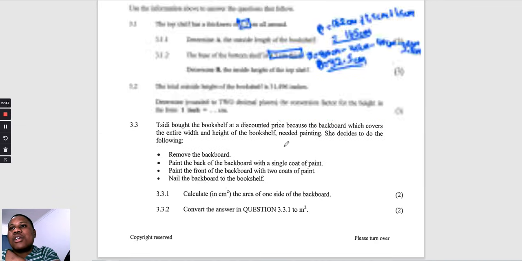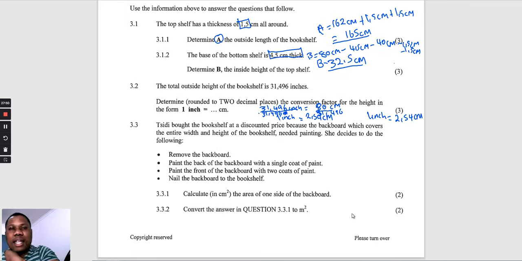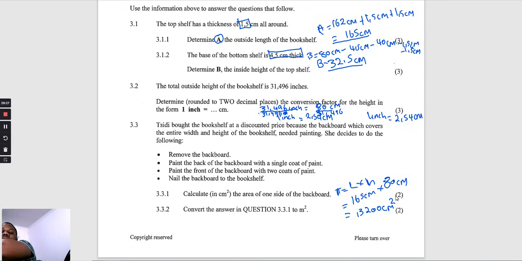So when we calculate the area, we say length times breadth, but here we are going to use the length times height, which is equal to 165 centimeters multiplied by 80 centimeters. 165 multiplied by 80 is equal to 13,200 centimeters squared. That is the area to be painted.